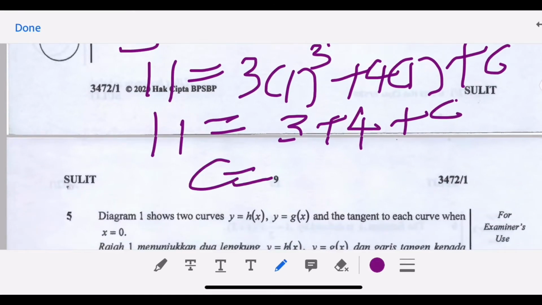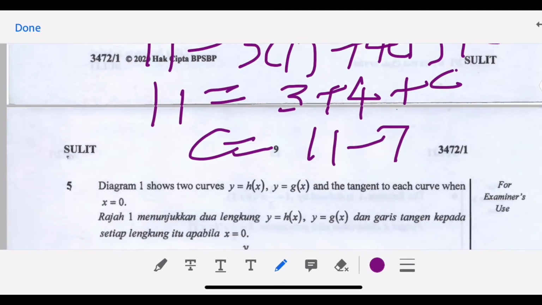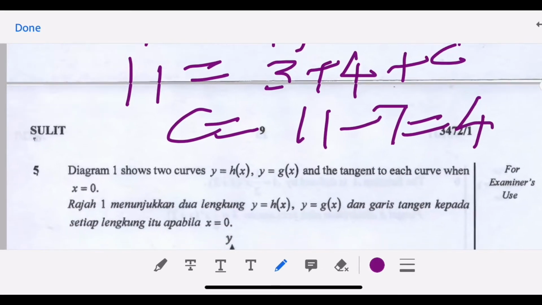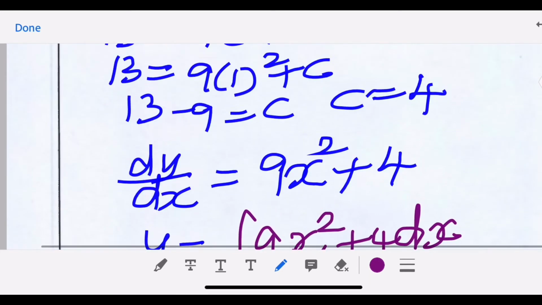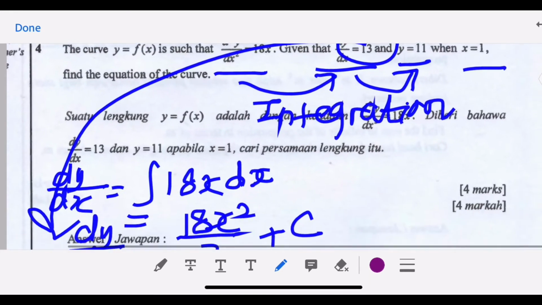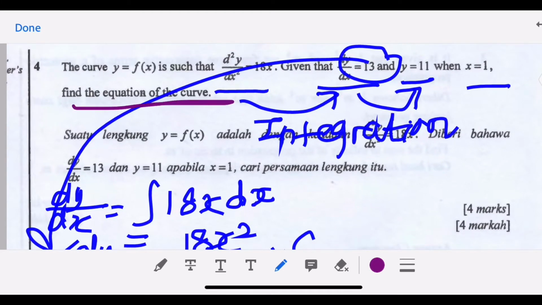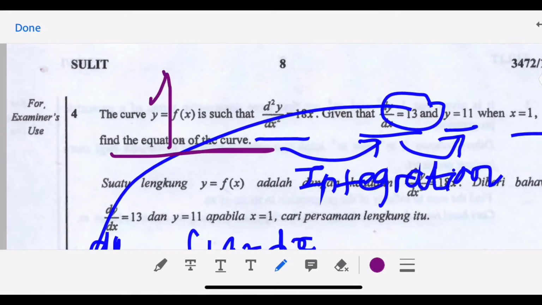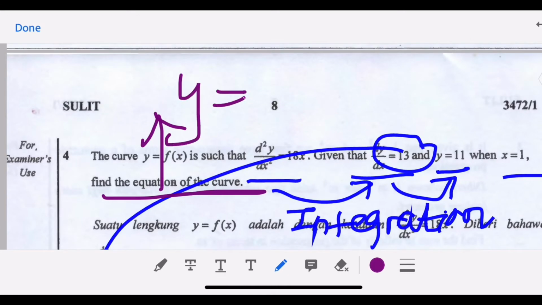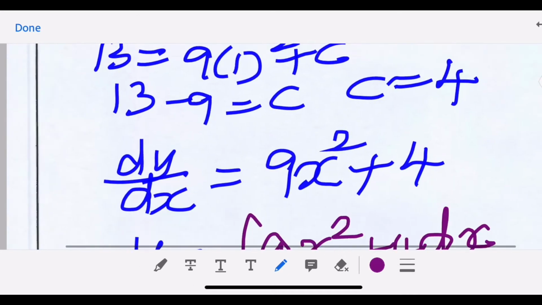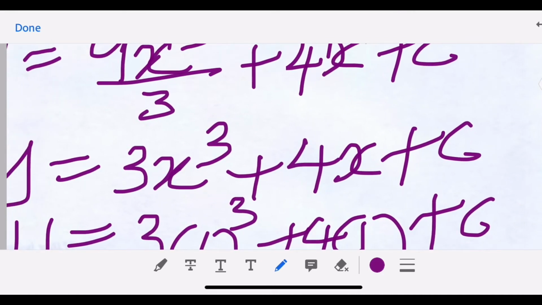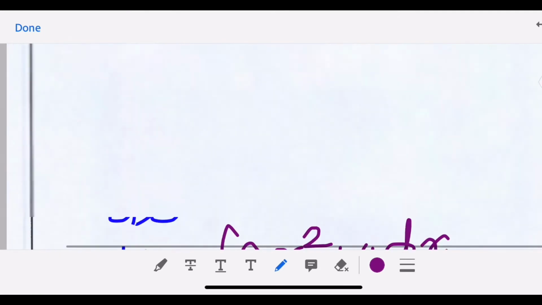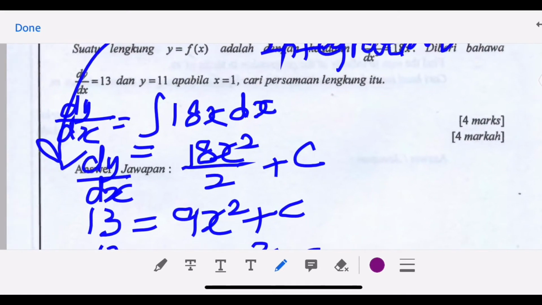Okay, with that c, then I have to rewrite my equation of the curve, which is y equal to 3x squared plus 4x plus 4. That is the so-called equation of the curve, right? Okay, so our answer must have y. It is a must to have y as a title, y equal to 3x cubed plus 4x plus 4. That's the so-called equation of the curve.